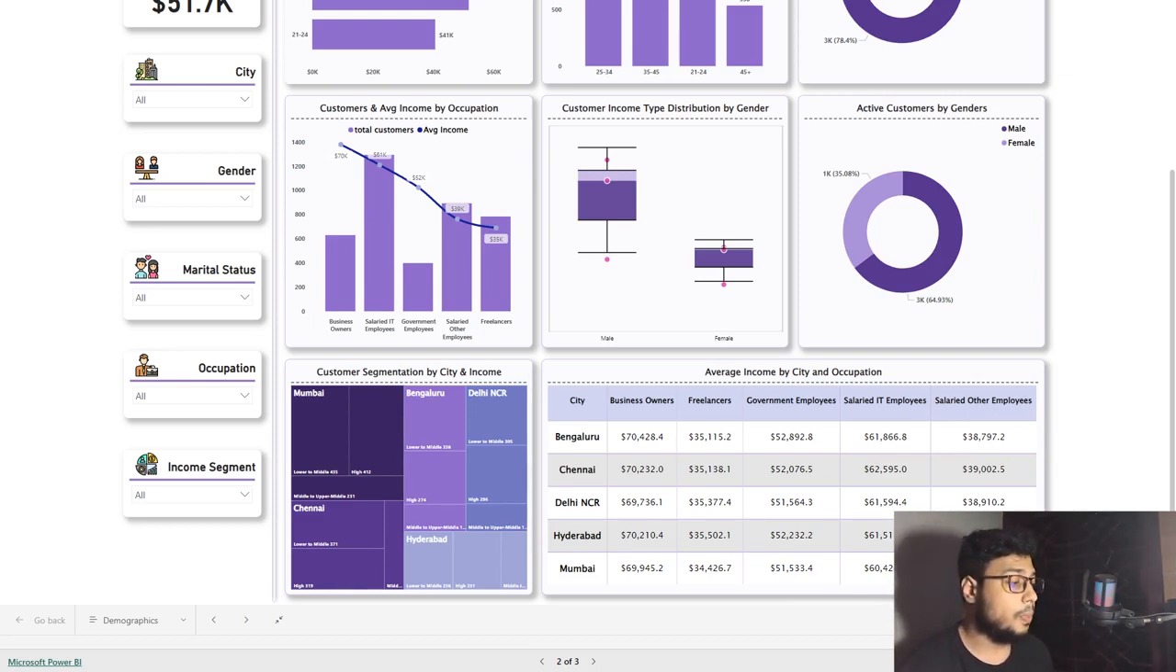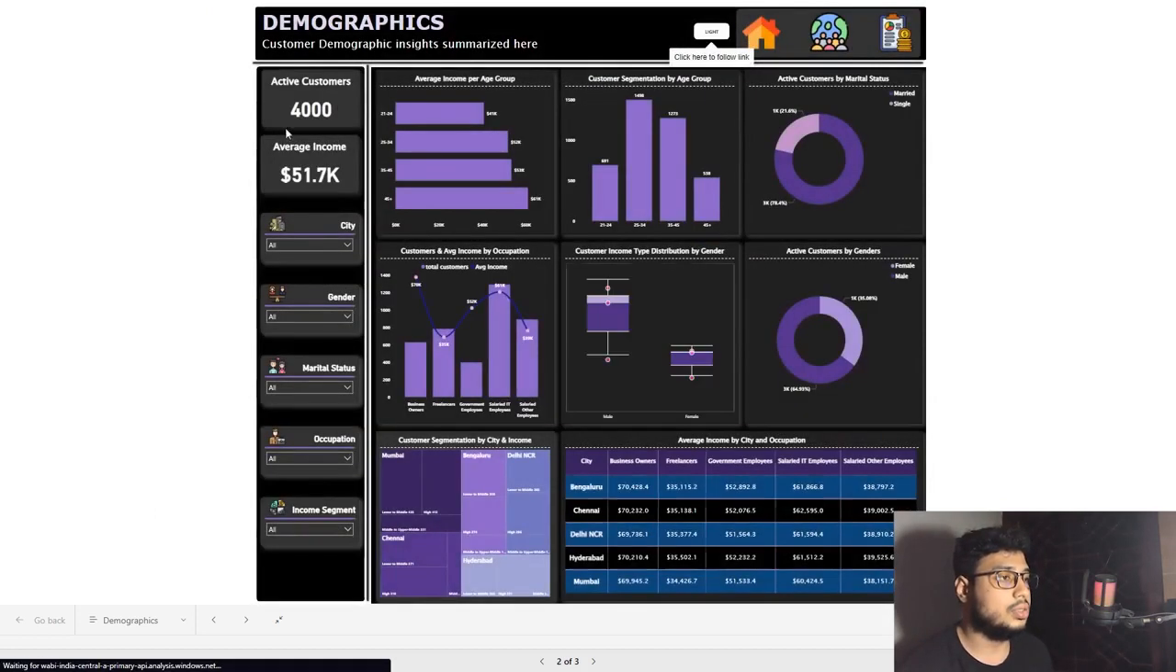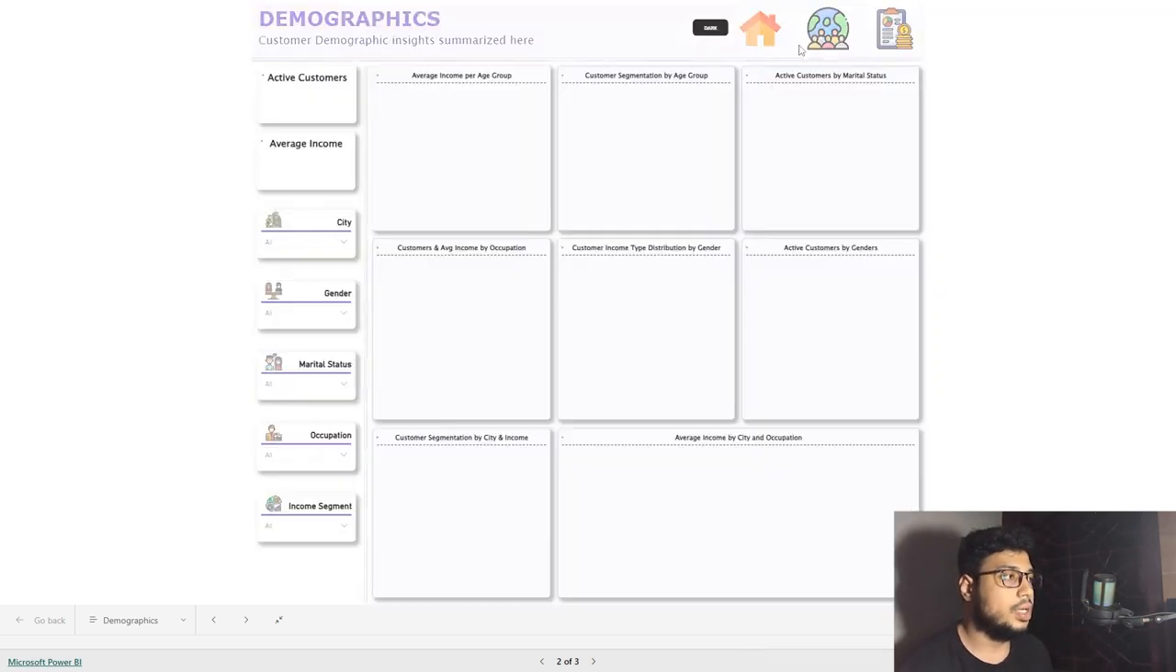My dashboard also has a function. If you click on dark, my dashboard will turn into a dark mode dashboard. I used bookmarks and a selection pane to implement this dark mode in my dashboard.